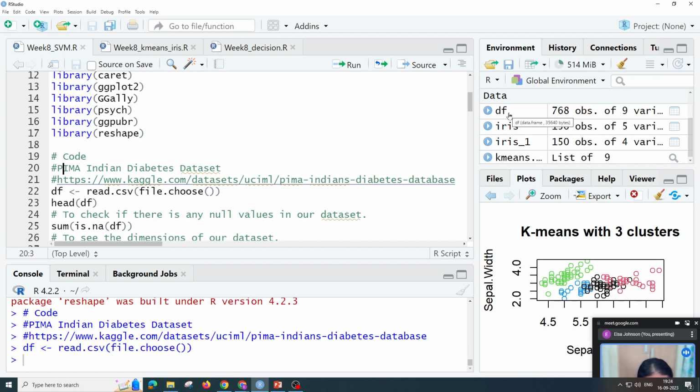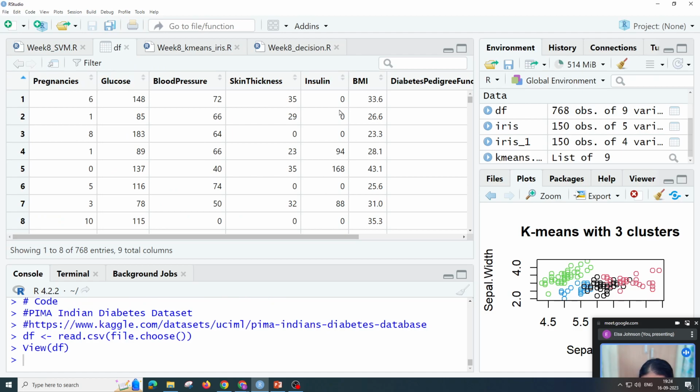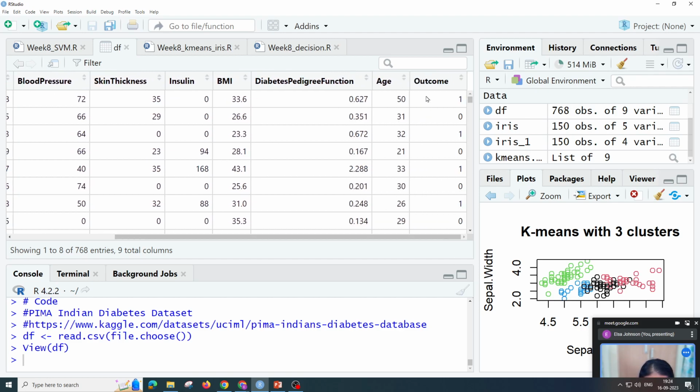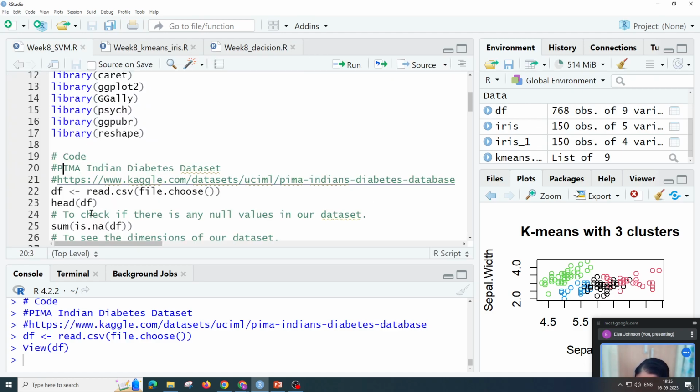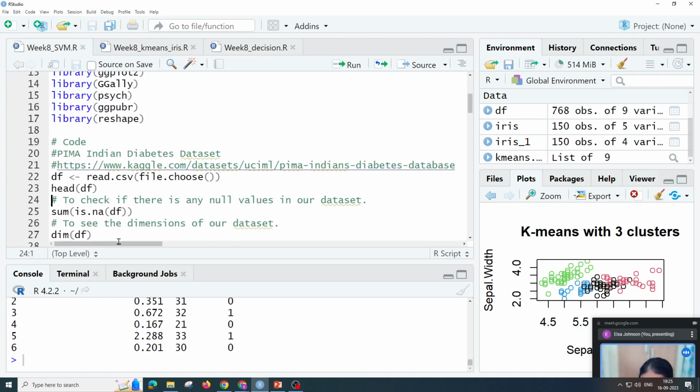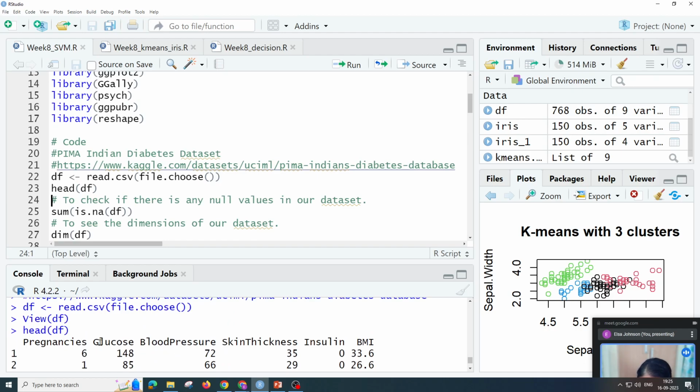I have just loaded it as df. Here you can see the data set, and all these numeric values are present, and outcome also right now has been taken numerically, because it is 1 or 0. 1 denotes diabetes, 0 means no diabetes. There are 768 observations of 9 variables, so 9 total columns. That is your particular data set. If you do a head of that data set, this is what comes.